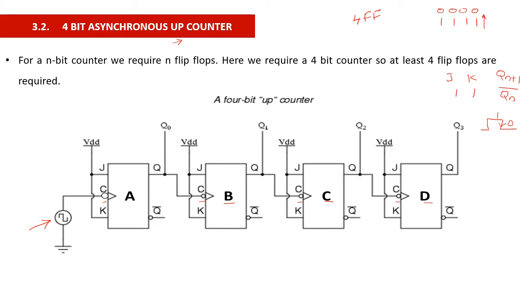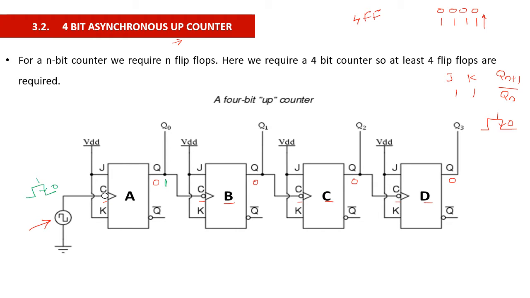Initially, we apply a reset signal so that all the flip-flop outputs are made 0. So the first output combination is 0, 0, 0, 0. In the next step, we give a clock pulse. When the negative edge of the clock pulse comes, that is, when the clock pulse changes from 1 to 0, the output of flip-flop A will change from 0 to 1, because the previous state was 0. It gets toggled and becomes 1.